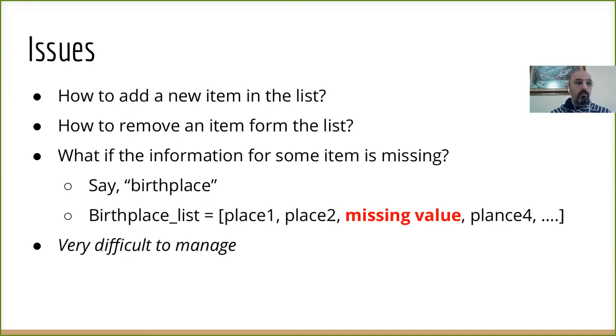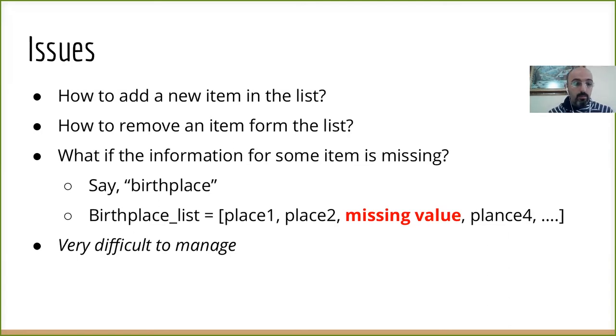But what if we miss something? Suppose that we don't know the birthplace of some of the persons in our list. It is supposed to have a missing value in a specific position, like at position 1, we are supposed to have the data of person 1, at position 2, person 2, and so on.